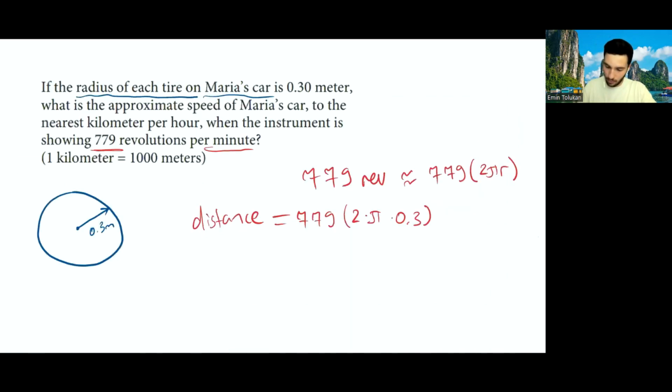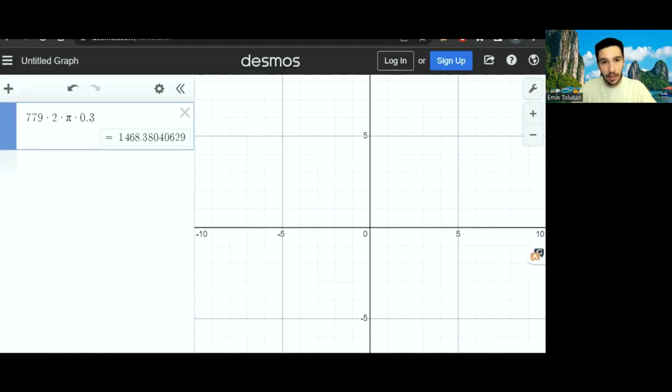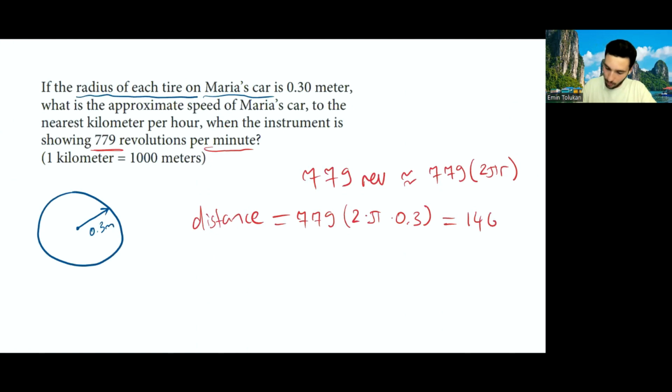1468.4 meters. So this is the distance that the car as well as the wheel travels in 1 minute, because the wheel makes 779 revolutions, and one revolution makes the car travel the distance of one circumference. So basically we multiplied everything by circumference, we got the distance in 1 minute.